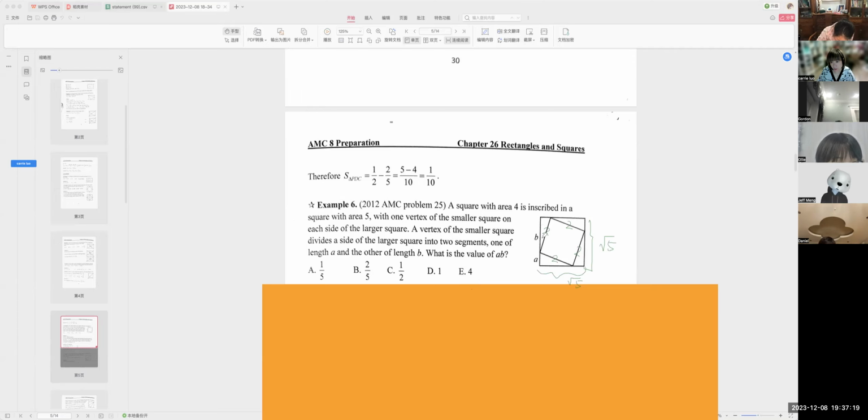Because this is B, everybody. This is also B, correct? I need a thicker line. Everybody, don't you agree with me? Okay, so you agree with me? A squared plus B squared equals 2 squared. Correct, everybody? Okay, and also we know the side of the bigger one is square root 5. So A plus B equals square root 5, right?